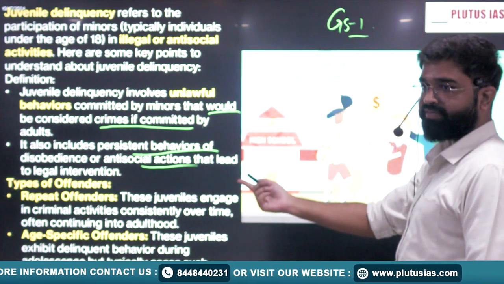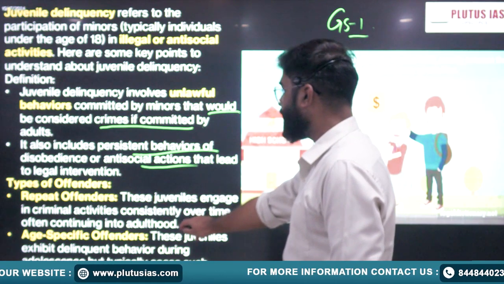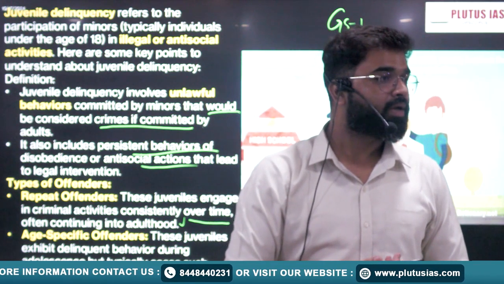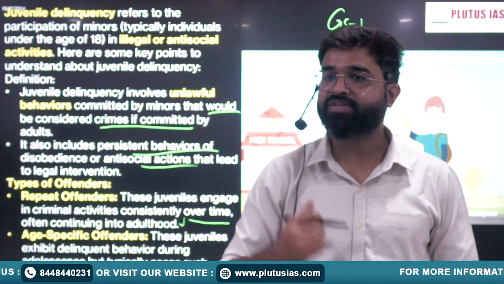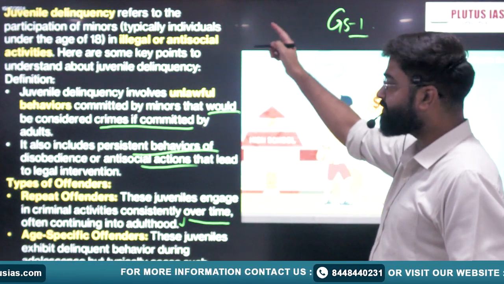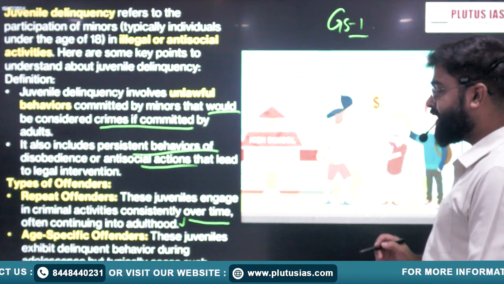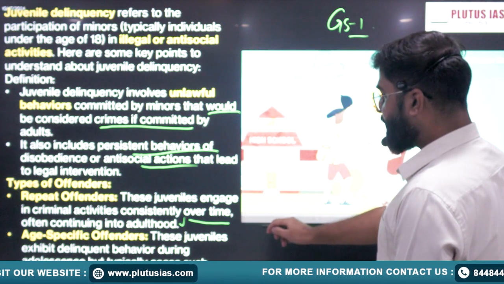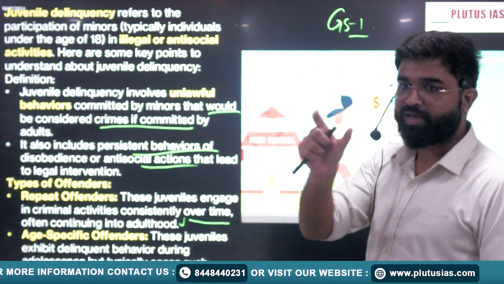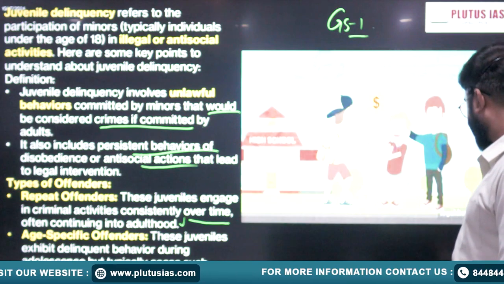Types of offender. One is the repeated offender. These juveniles engage in criminal activity consistently over time, often continuing into adulthood. This is a big issue. If a crime committed by a child is left untreated or unaddressed, then he will definitely commit some big crime in the future. Yes or no? That is why there should be some treatment or redressal mechanism for that. Age-specific offender: these juveniles exhibit delinquent behavior during adolescence, but typically cease such activities as they transition into adulthood. For some time they do such activity, but when they mature, they leave all these activities.